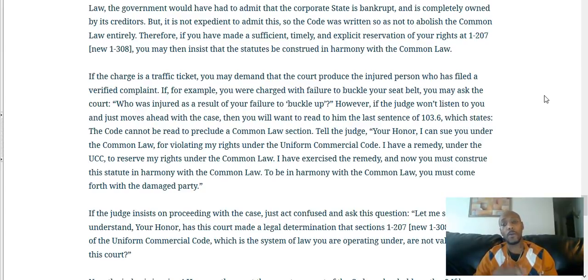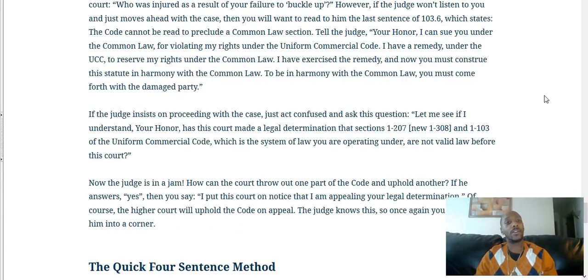Tell the judge, Your Honor, or My Honor. Be careful with the wordplay in court. I will use My Honor. Tell the judge, My Honor, I can sue you under the common law for violating my rights under the Uniform Commercial Code. I have a remedy under the UCC to preserve my rights under the common law. I have exercised the remedy, and now you must construe this statute in harmony with the common law. To be in harmony with the common law, you must come forth with the damaged party. If there's no damaged party, there is no case.